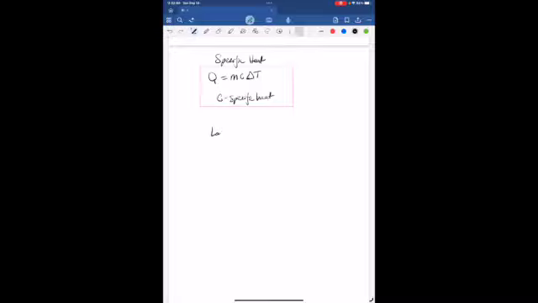Now we're talking about latent heat. The word latent means hidden, and they called it latent heat because even though there's heat going into the substance, the temperature is not changing. That's why they called it hidden. But the heat going in does have an effect: it causes the substance to change phases.